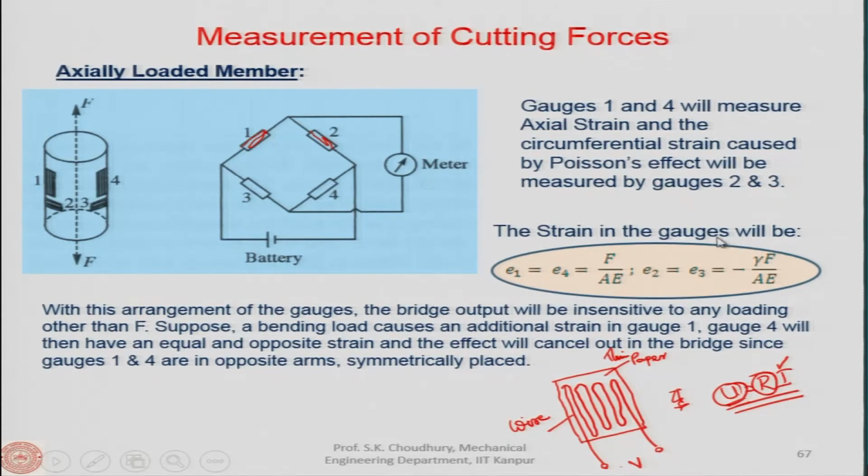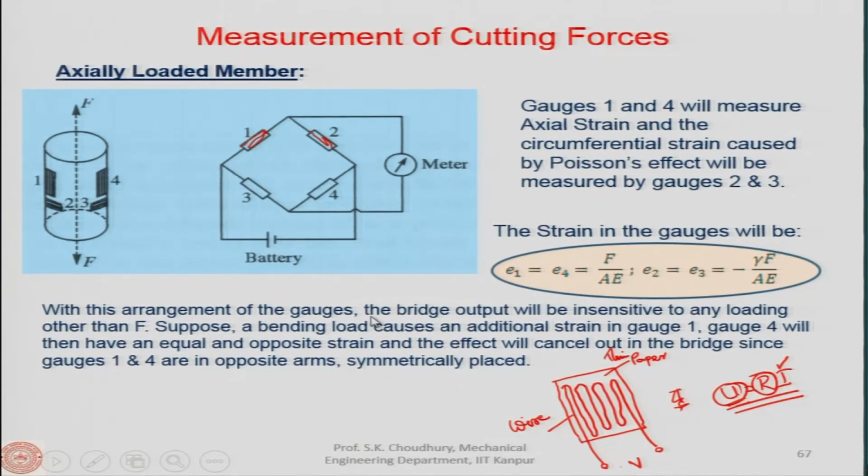So, now the strains in the gauges will be E1, E4, where 1 and 4 will be for the axial load F. So, 1 and 4 will be given by the axial force F divided by A into E, area into the coefficient for the material, and E2 and E3, the gauges which are here, will give the circumferential strain. The circumferential strain will be Poisson's ratio into this, and it will be in the minus form. So, this is a standard value.